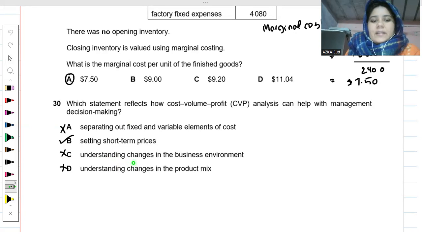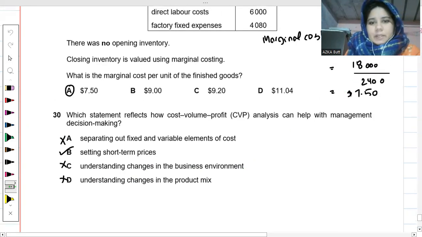C, they are saying understanding changes in the business environment. If we want to know the changes in the business environment, CVP cannot help in that, because CVP only helps us in quantitative, numerical ways. So CVP can never help us understand that. In option D, understanding changes in the product mix. Again, these are qualitative factors, so CVP would not help in this. So B option is the right option.